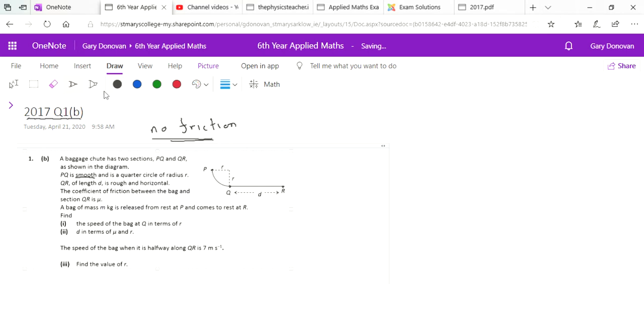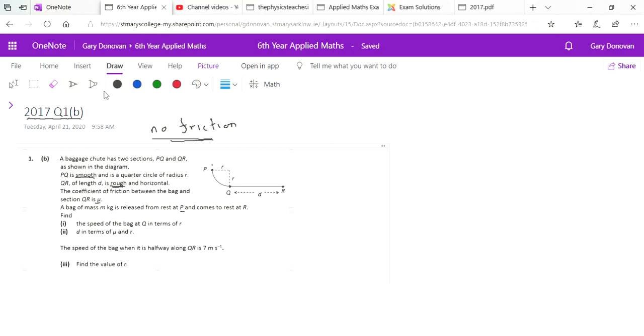It's a quarter circle of radius r. QR has a length d and is rough, so that means that there is friction. It's horizontal. The coefficient of friction between the bag and the section QR is mu. A bag of mass m is released from rest at P and comes to rest again at R.